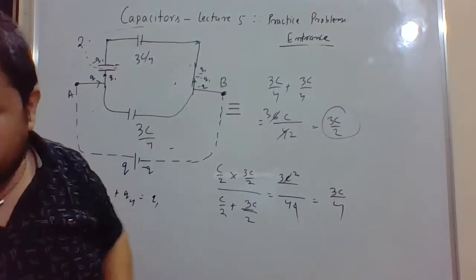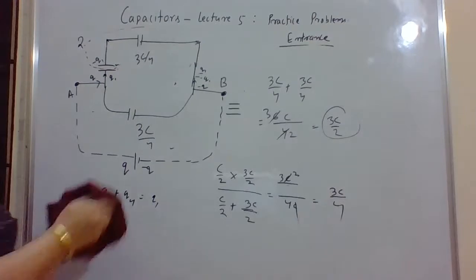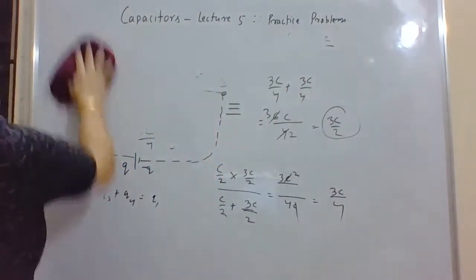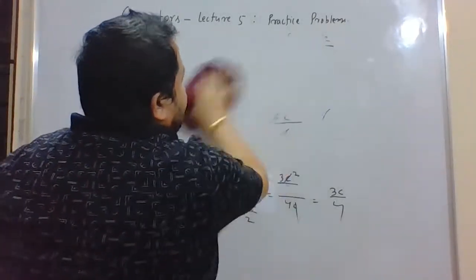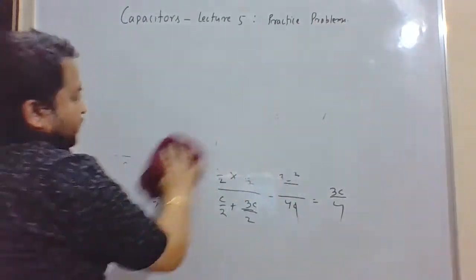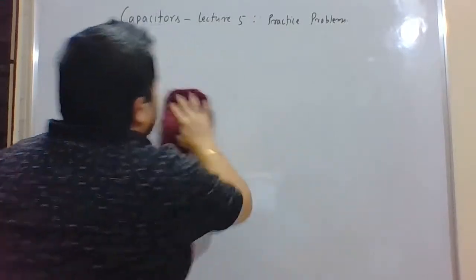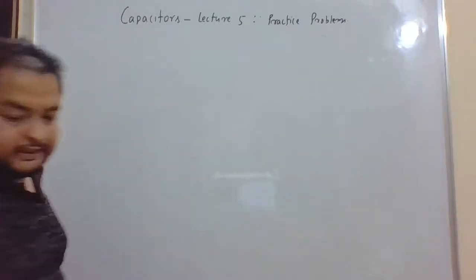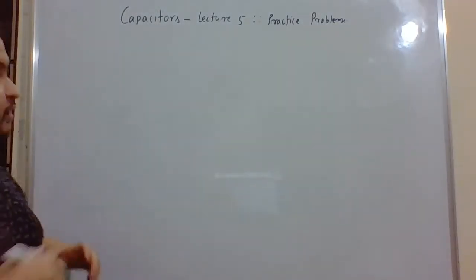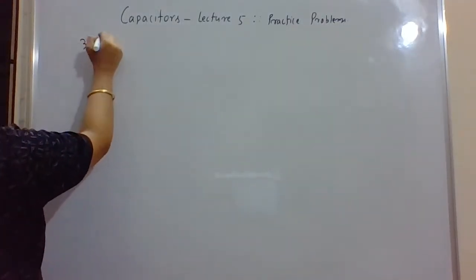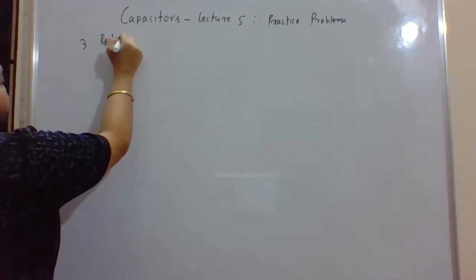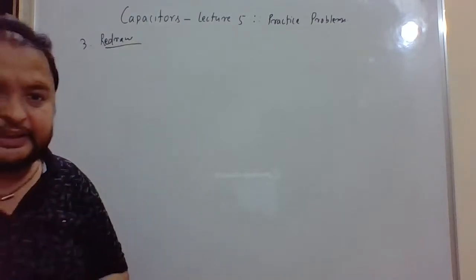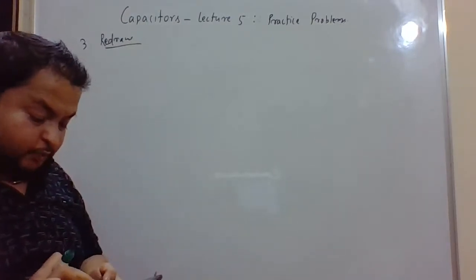Okay, now let's move on to the next one. The next couple of examples we would see are related to redrawing. So this pattern we will redraw. A circuit would look complex initially, but once we redraw, it would be very easy.